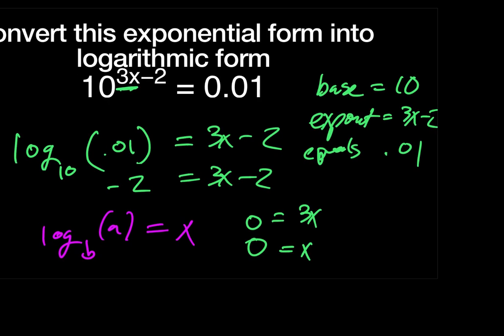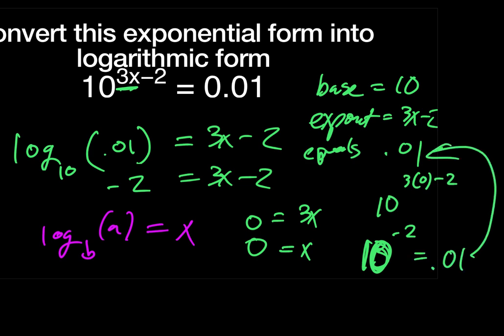If x equals 0, I'll have 10 to the 3 times 0 minus 2. So that's going to be 10 to the 0 minus 2, negative 2. 10 to the negative 2. And then in your calculator, 10 to the negative 2 is 0.01, which is what it was supposed to equal.